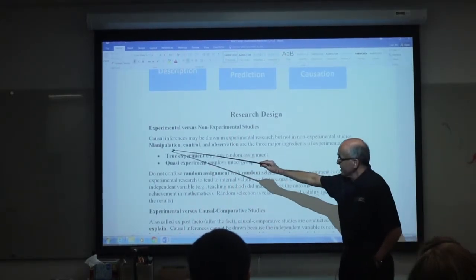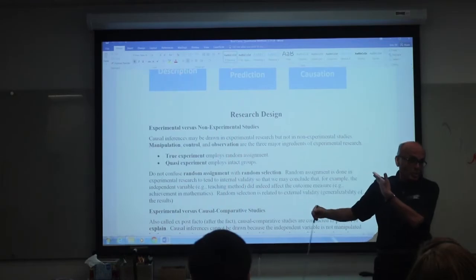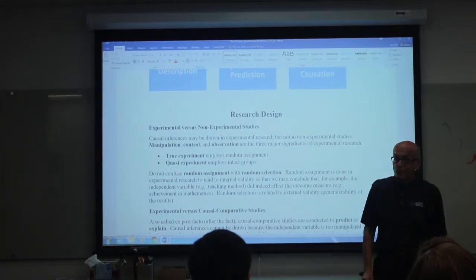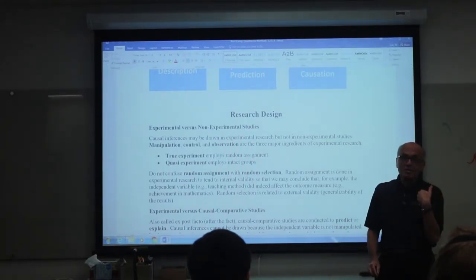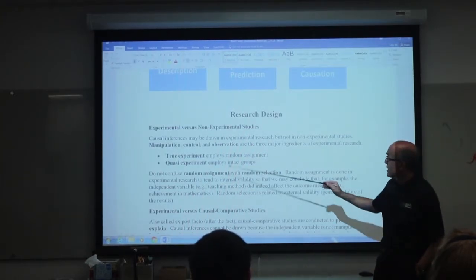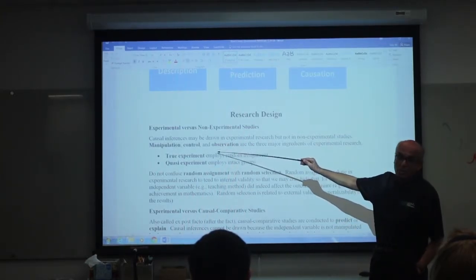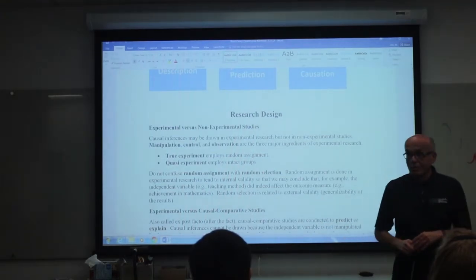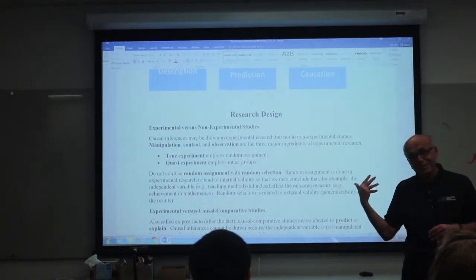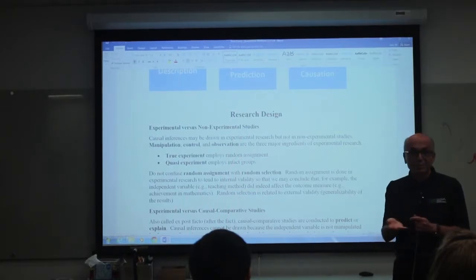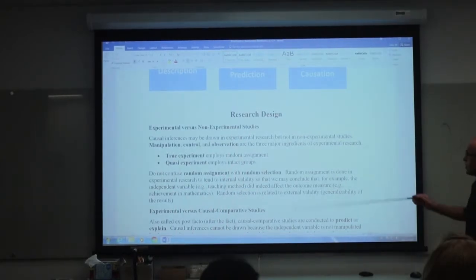So you manipulate. Then you have to control. I just talked about control. Control for confounding or extraneous variables. So you can, at the end, say whatever happened because of my intervention, not something else. Observation, don't confuse this observation with the observation that you have heard of in qualitative research. In the context of quantitative, observation is you do the measurement.